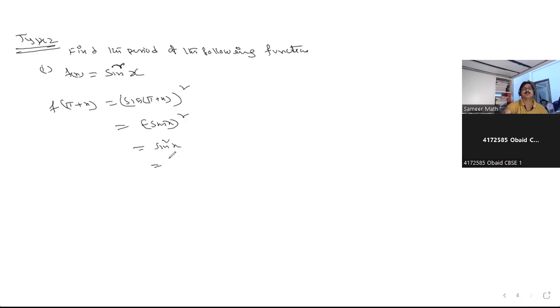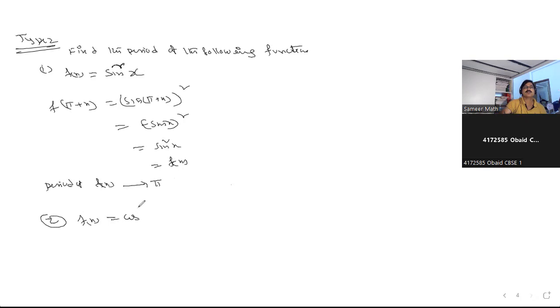That means the period is what? Here, f of x, what is the period of this one? The period of f of x is pi. Right, the period is reduced.